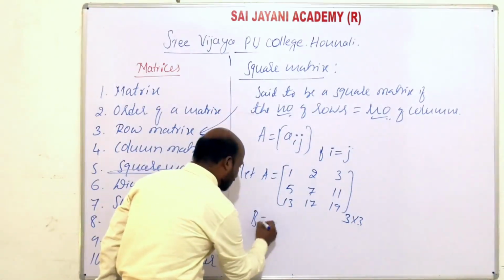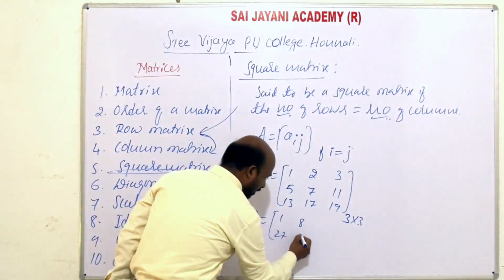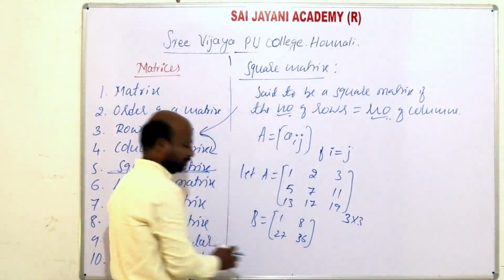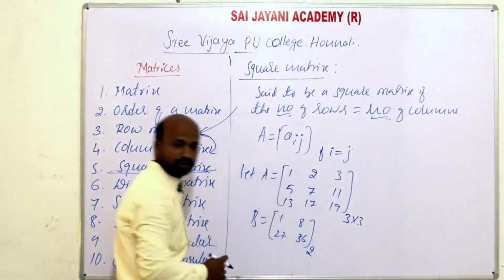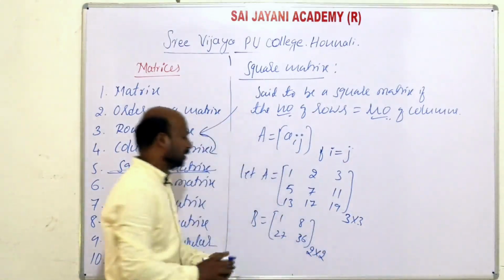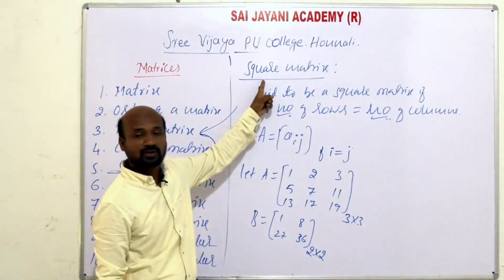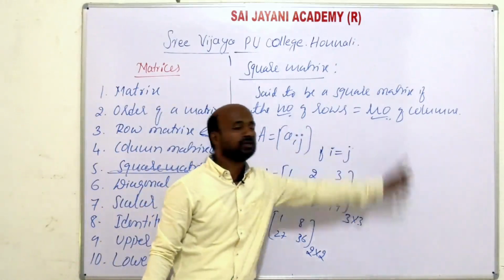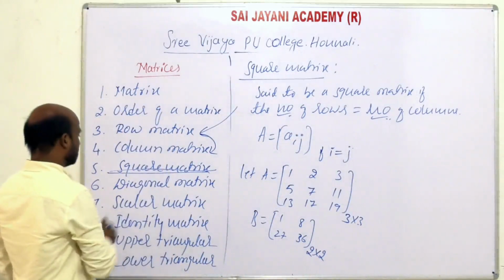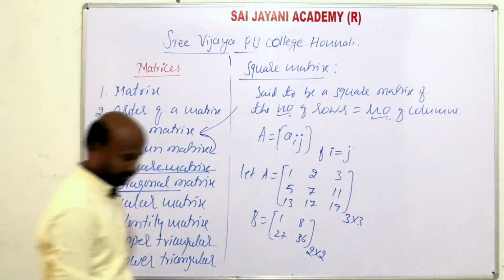Or you can take the matrix B is equal to 1, 8, 27, and 36. Number of rows: first row, second row. It has 2 rows and 2 columns. First column, second column. That is 2 by 2. Number of rows is equal to number of columns. A matrix is said to be a square matrix if number of rows is equal to the number of columns. So in square matrix, after that we shall define diagonal matrix.